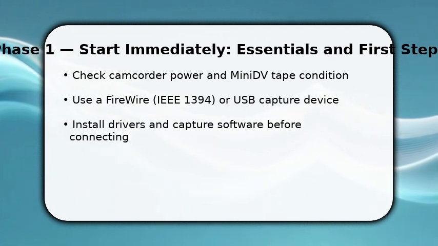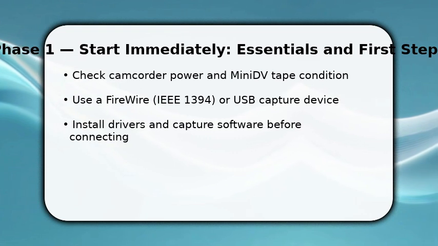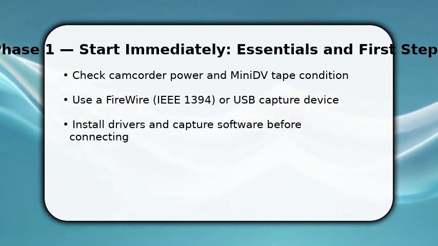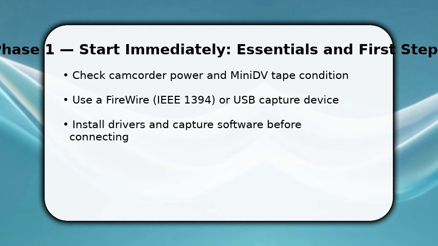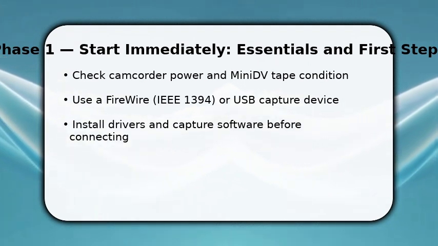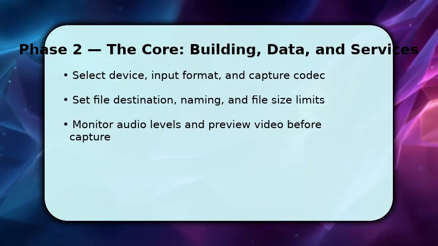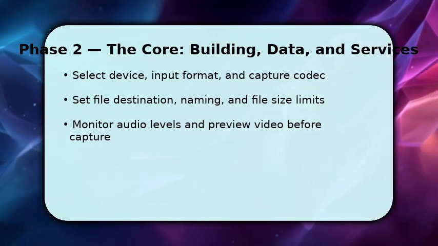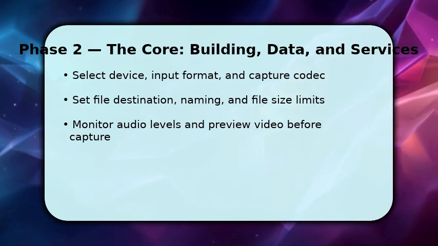Once detected, set capture format to DV AVI or high-quality MP4 and choose a destination drive with enough free space, preferably an external SSD to avoid dropped frames. With the camcorder running in VTR or playback mode, select the capture device and DV format in your software.